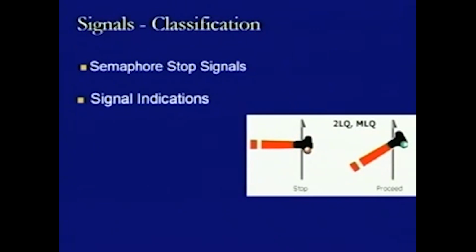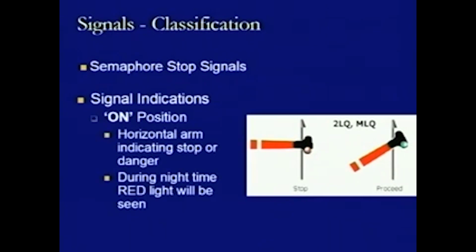So, 2LQ is a second lower quadrant, a multiple color aspect lower quadrant signal. Here, what we have seen is that there is one position which is termed the on position. This is what is depicted in the first diagram. This on position defines that the arm remains horizontal, and when the arm is horizontal, it indicates a stop condition or a danger condition.